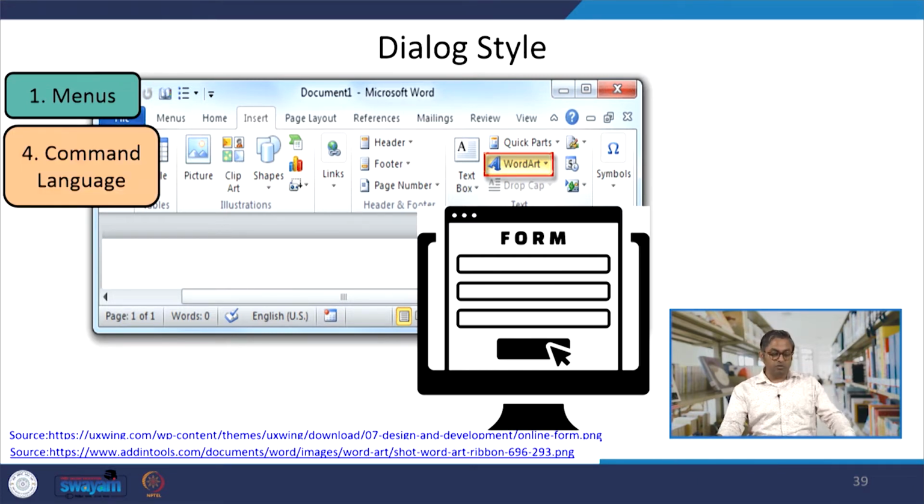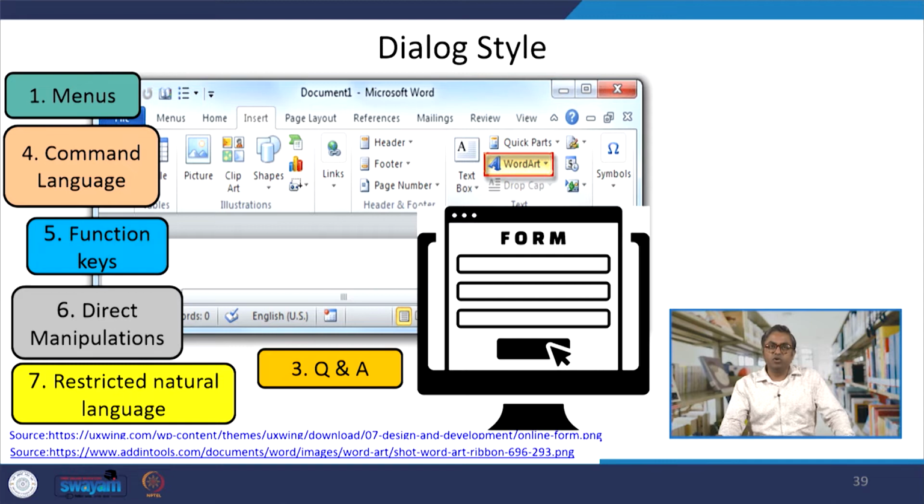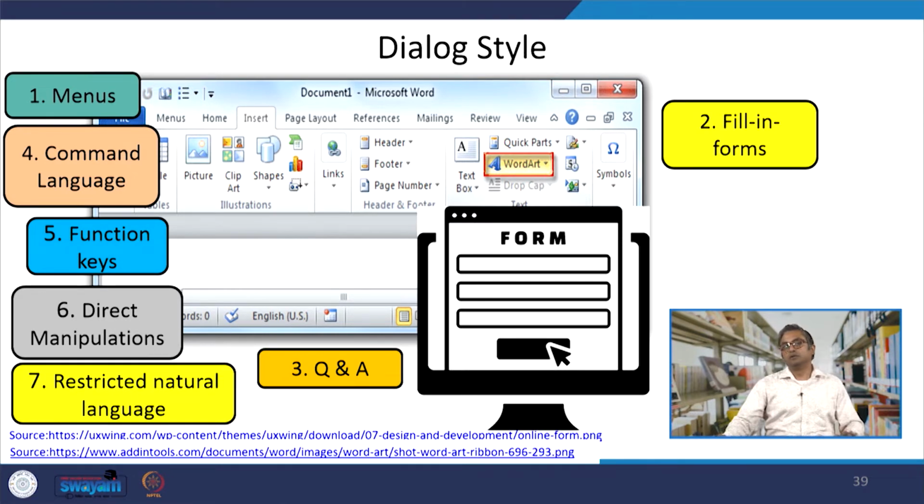Drop down menu. 1, 2, 3 will be enough, or more than that the menus will be required. Second, how to fill in the forms, how these menus are being used to design simpler forms.